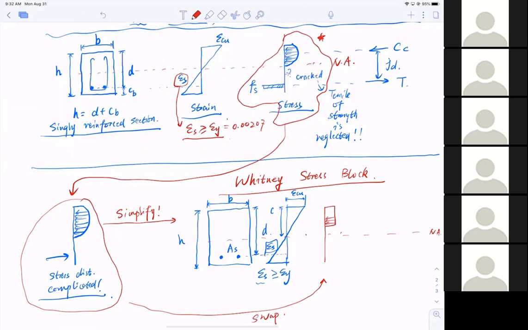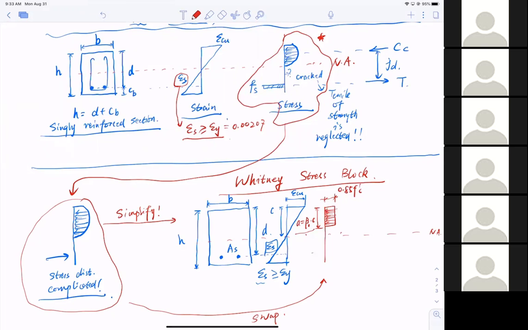And after elaborate and rigorous calculations in the process, which you don't want to know, the width of the block has been determined to be 0.85 F prime C. Okay, and the height of this block is called A, and that is equal to beta 1, a coefficient, multiplied by the actual compressive zone C. Okay, A is the effective compressive zone, smaller than the actual compressive zone C, in the equation beta 1 C.